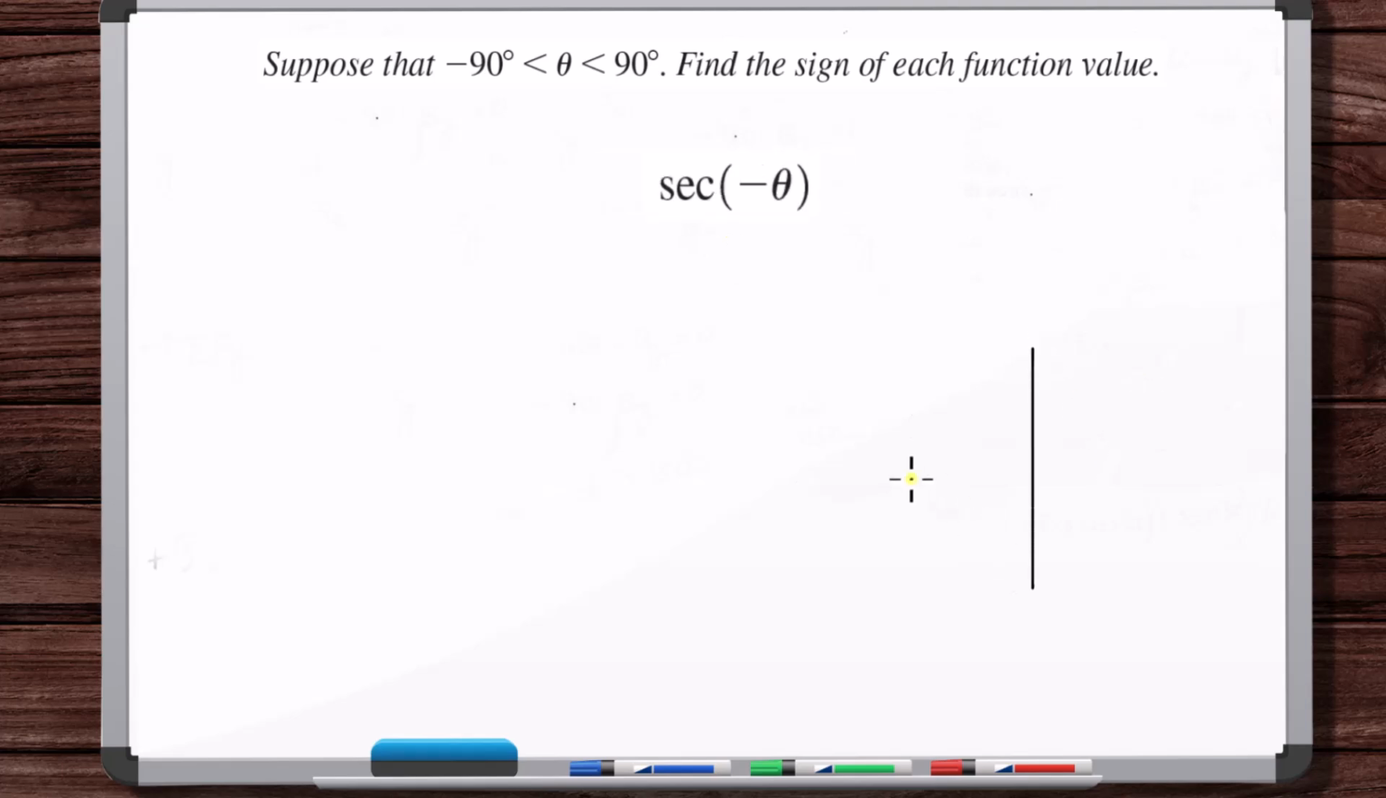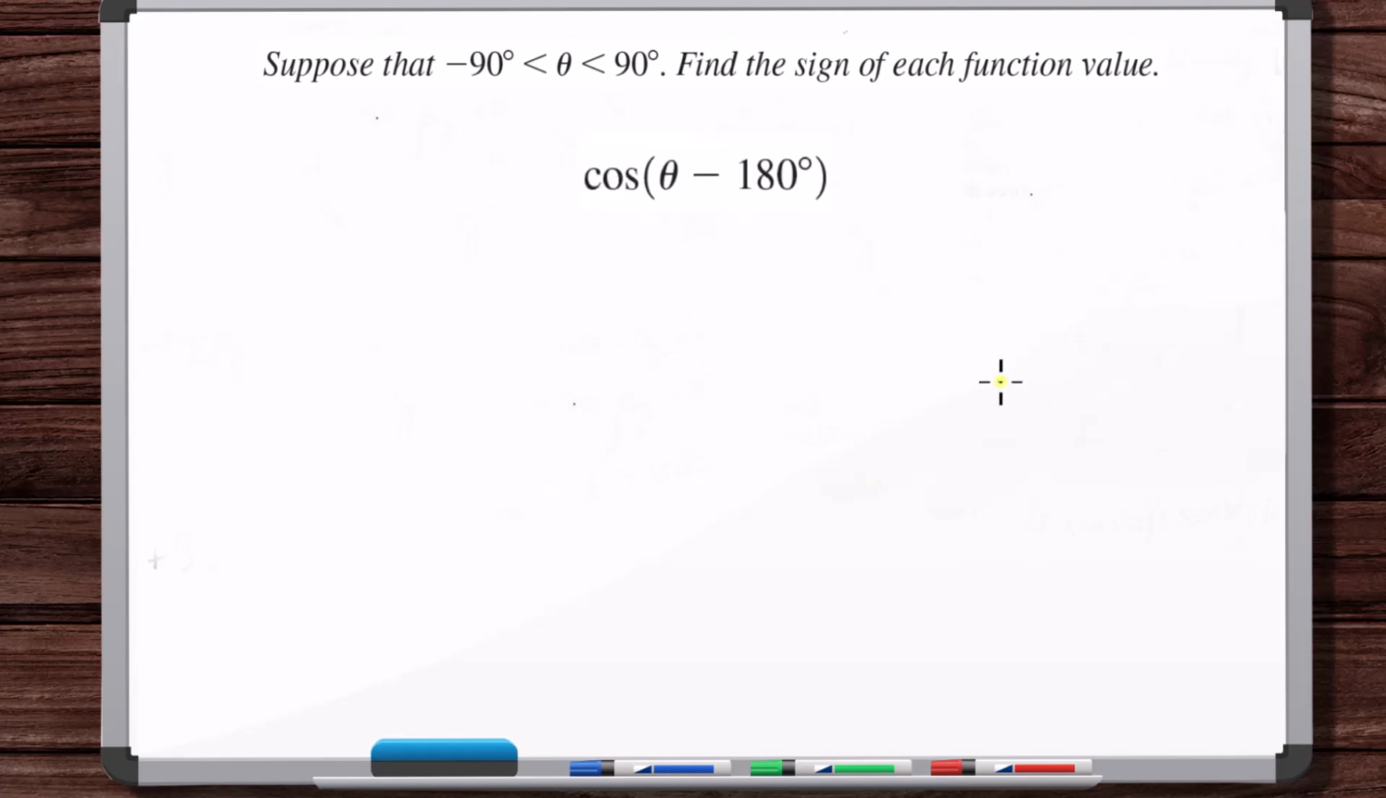Okay, negative theta. We're going from 90 to minus 90, so what would that be? If we had theta equal to 45 degrees, that'll be minus 45. So yeah, it's going to be the first or the fourth quadrant. And secant is hypotenuse over cosine, and so this is always going to be positive.